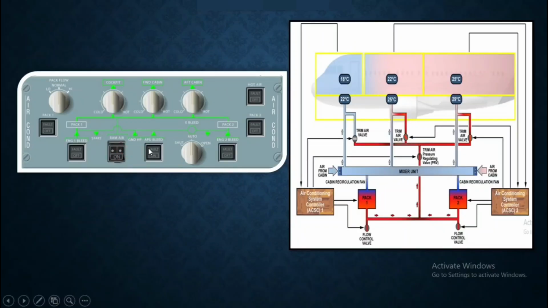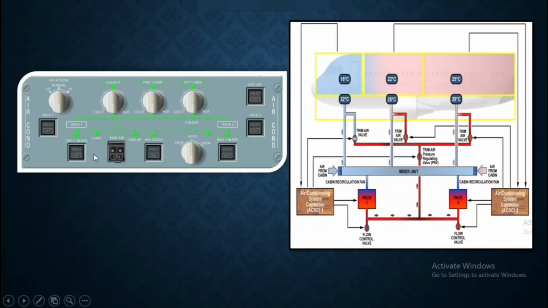And this is your APU bleed valve. Once the APU is running, we'll select the bleed on. Here also you'll get a fault light, same condition. And this is the ground cart connection where you are connecting the HP cart. And this is the cross bleed valve, selector open auto. Normally it will be in the auto condition. If one engine bleed is off in flight, then you will select it in open condition, and it will supply pack 2 through the cross bleed valve.